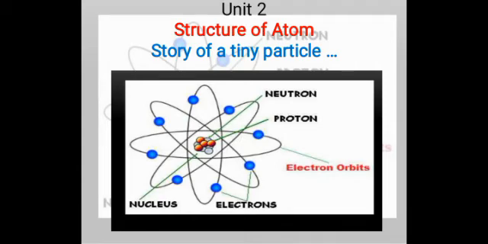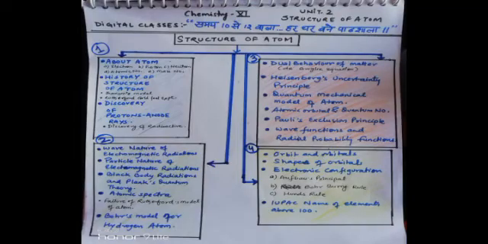The name of the unit is Structure of Atom, a story of tiny particles. Everything in this universe is made up of matter, and matter is composed of small particles called atoms. Dear students, although you know the atom is the basic thing in which neutrons, protons and electrons are there, we need to take you into more detail, more deep, about this concept. So let's discuss the structure in detail. This is the overview, the mind map of the chapter. I have divided all the topics of the chapter into 4 parts for better understanding.